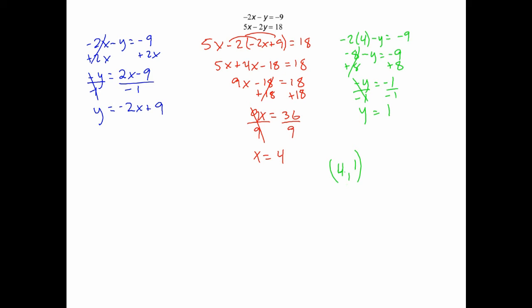Go back and check. So 4 in for x and 1 in for y. So we get negative 8 minus 1. That's negative 9. Check. And we get 20 minus 2. That's 18. Check.